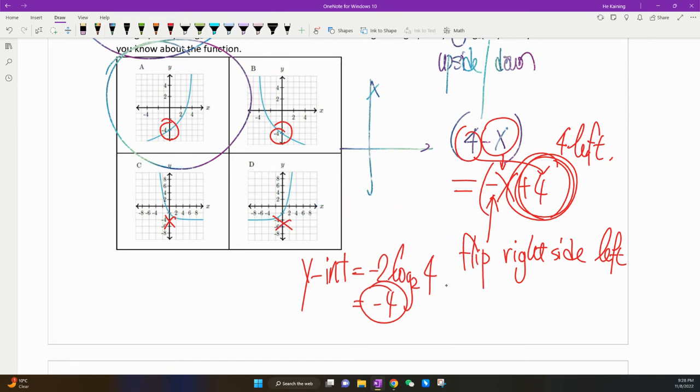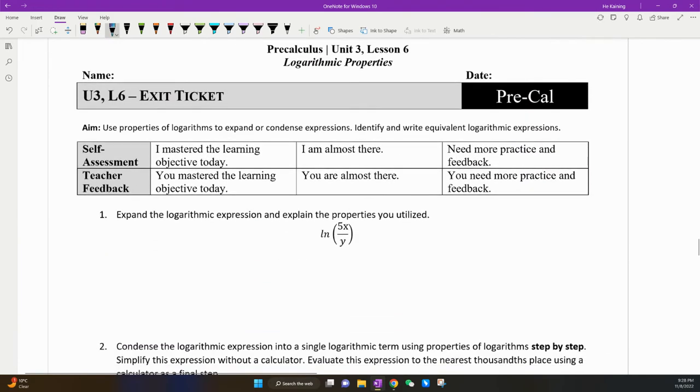Last time when you guys were doing this as an exit ticket, a lot of you knew the shape looked like this. Great, but you forgot to calculate the y-intercept to find out whether it is A or D. Again, y-intercept is very, very, very important. Again, y-intercept.